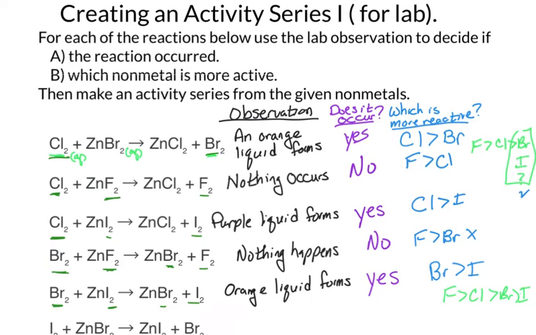Our last one, we're going to have iodine with zinc bromide, makes zinc iodide and bromine, and if it occurred, we would see the orange color of bromine, but it does not occur, so we see no reaction, which again tells us that bromine is above iodine. That gives you the basics of how to do an activity series using lab experiments. On the next page, we're going to do it for metals, and then the next one we're going to use the ones that include the hydrogen. Remember, these will be similar to the types of experiments you'll be doing in lab.